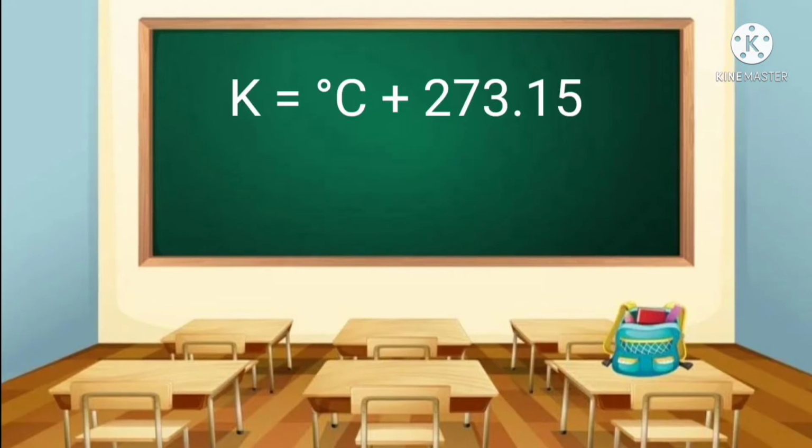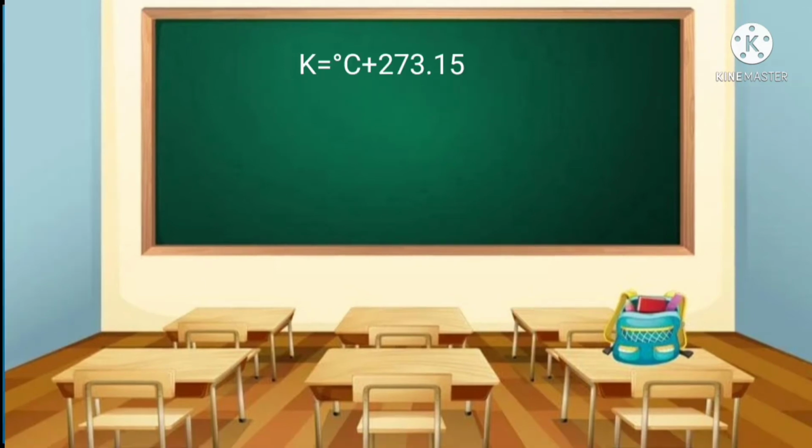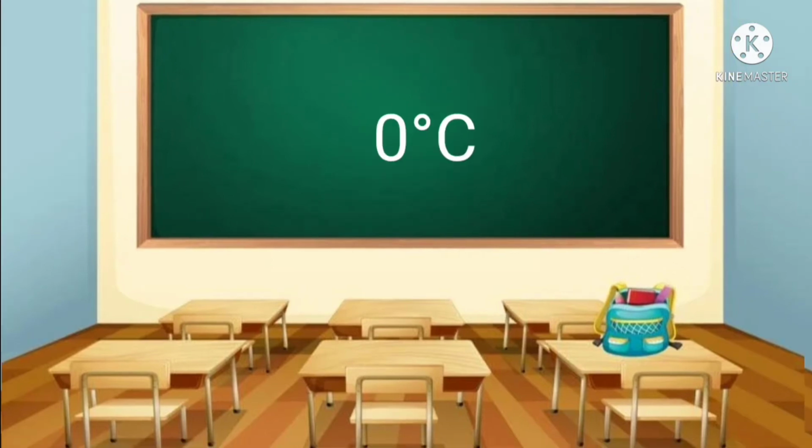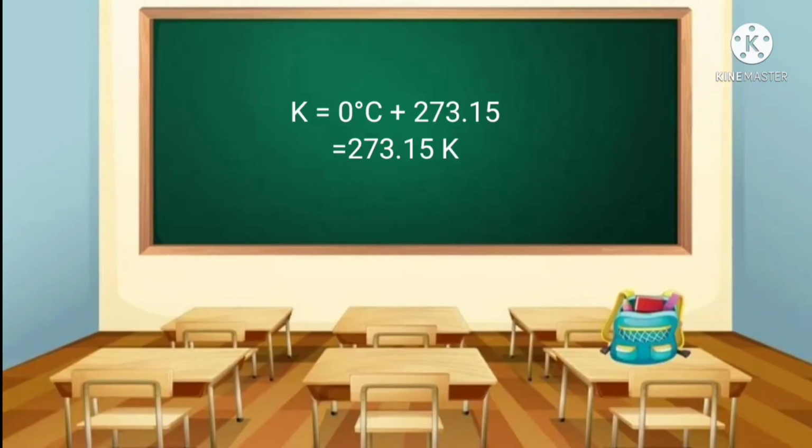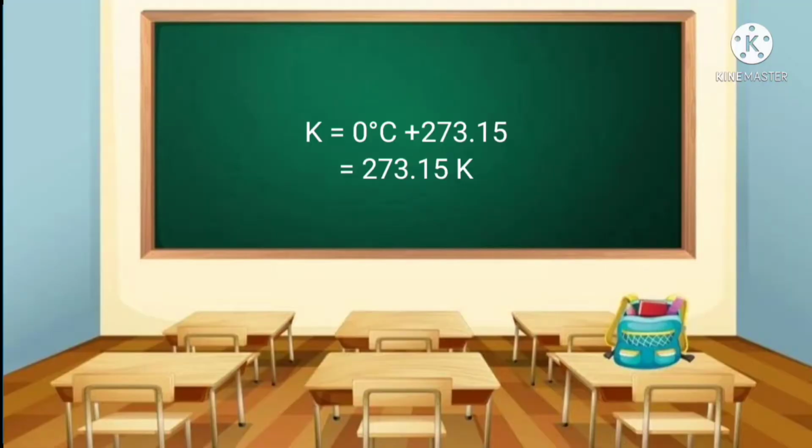How can we convert degrees Celsius to Kelvin? So just add 273.15. Like for example, the given is 0 degrees Celsius. So you need to add 273.15. So the answer is 273.15 Kelvin. Is it clear?